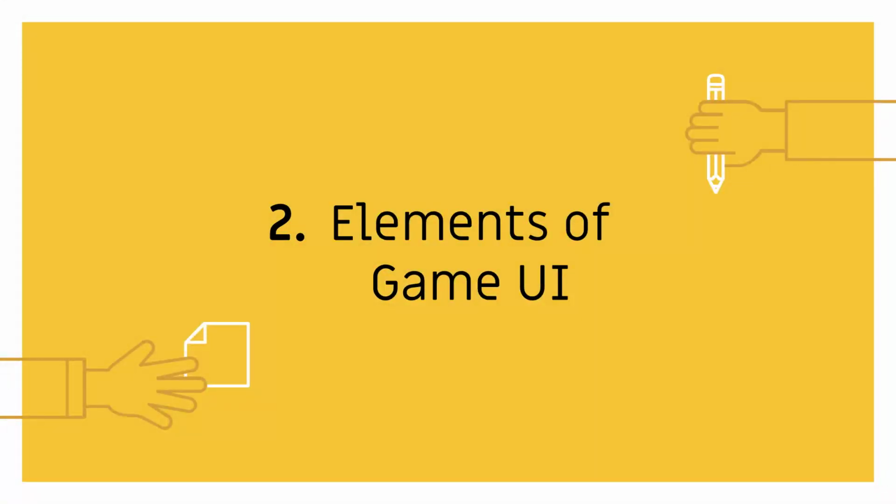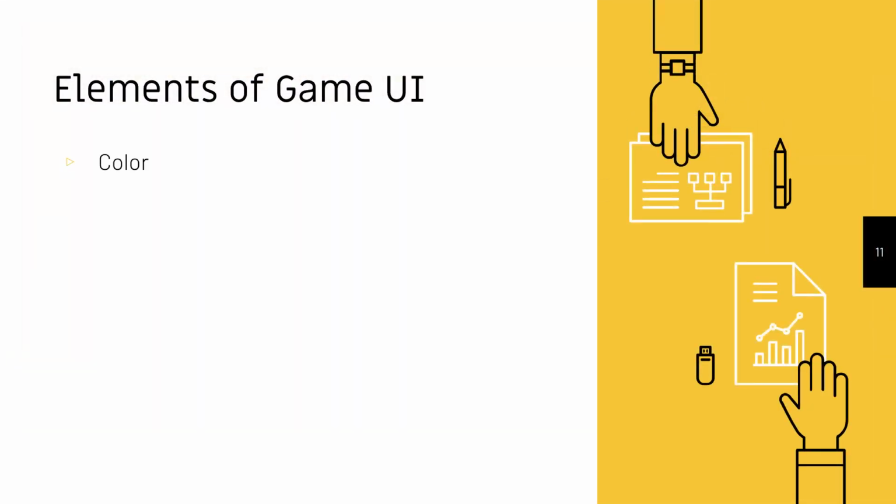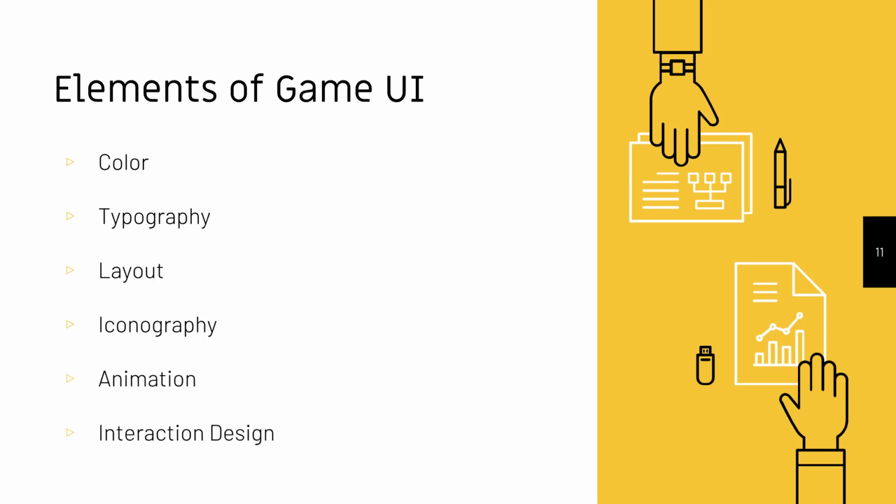So what exactly are the elements that compose game UI that a UI designer thinks about? Well, I'll just go over them briefly and then I'll go more into detail about them. But game UI consists of color, typography, layout, iconography, animation, and interaction design.